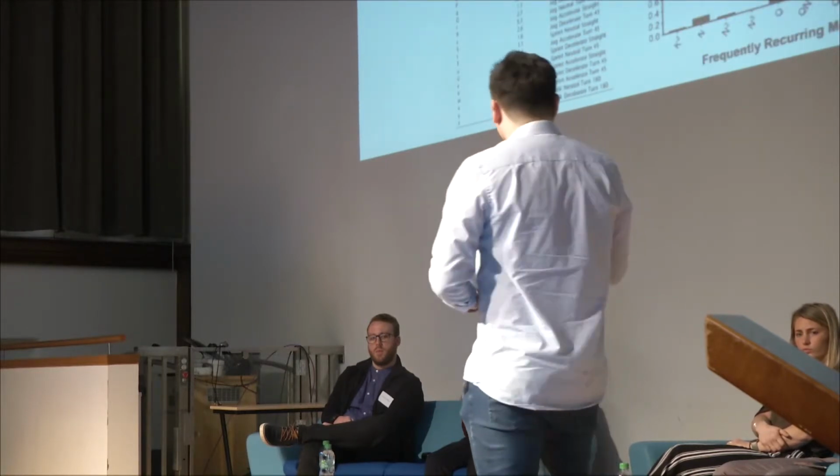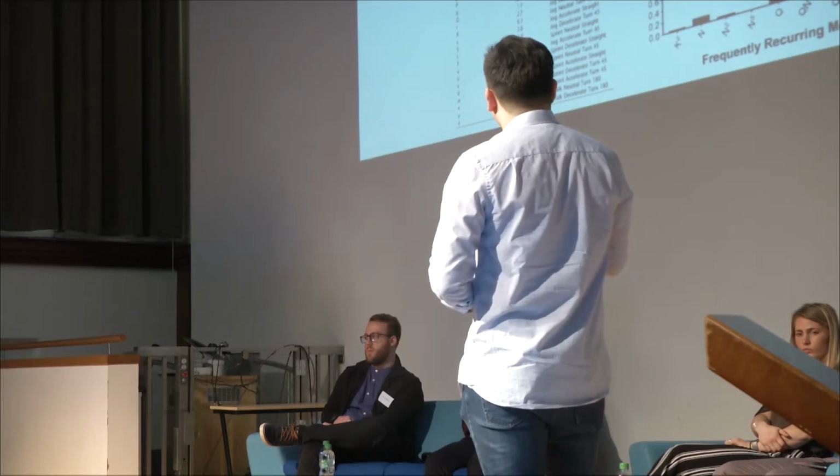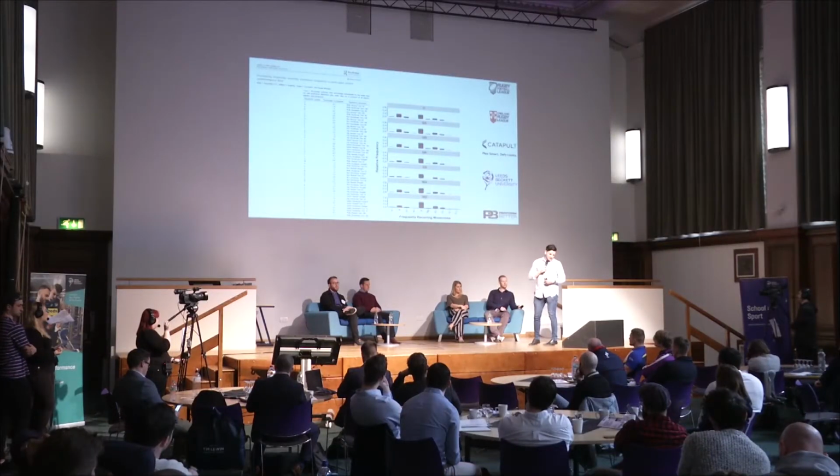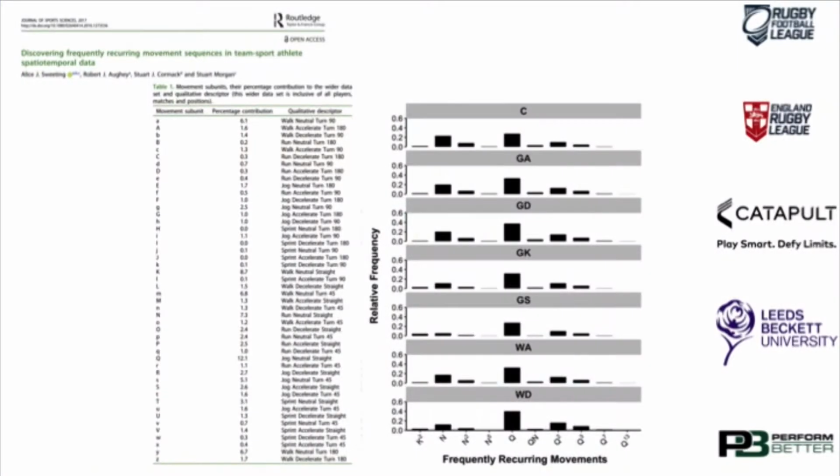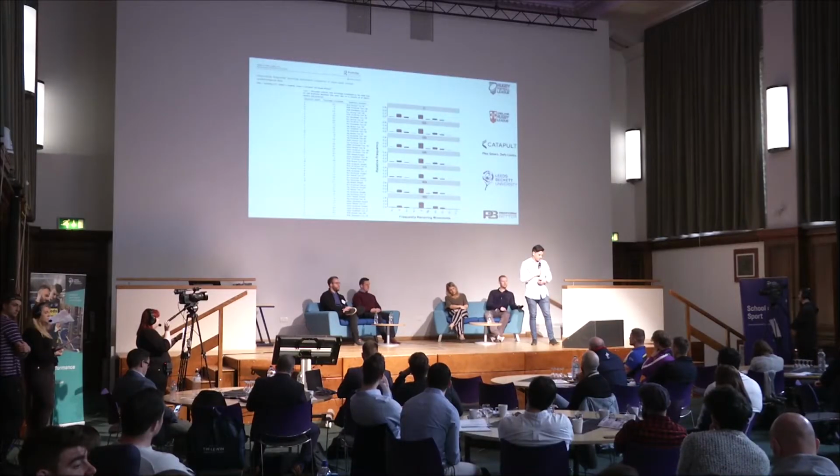So this is some really good research by Alice Sweetin looking at different movement sequences. So actually classifying activities similar to a repeat high intensity effort, I suppose. But we take every possible combination of either walk, jogging, striding or sprinting, and accelerating, decelerating, and also turns.